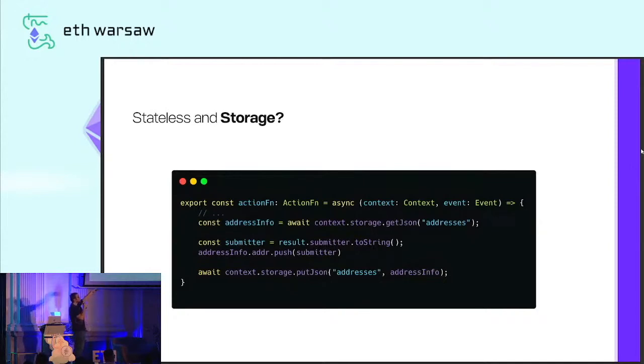And it's pretty simple. In 4 lines of code, you can store the information from the contract event into our storage and then retrieve it back. This is how it's done.